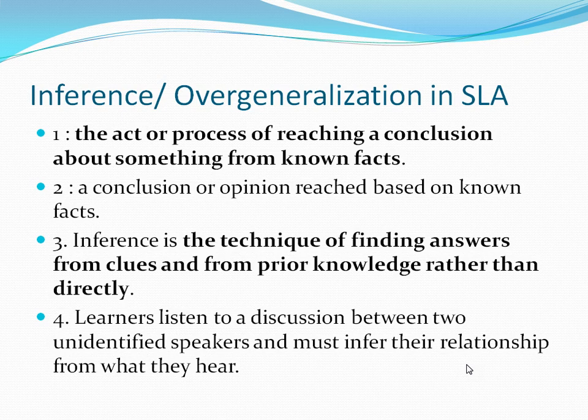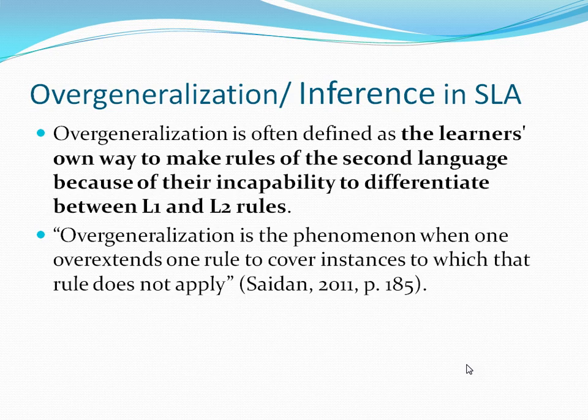Inference is the technique of finding answers from clues and from prior knowledge rather than directly. Learners listen to a discussion between two unidentified speakers and must infer their relationship from what they hear. Okay, so this is overgeneralization. So why does such kind of overgeneralization happen in the case of learners?